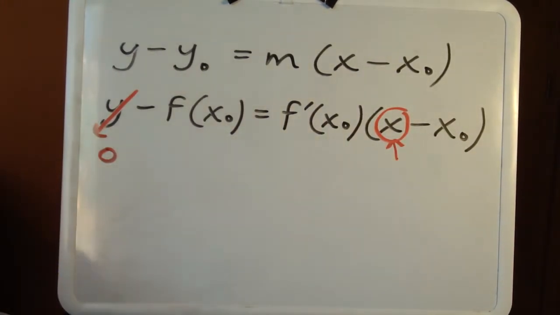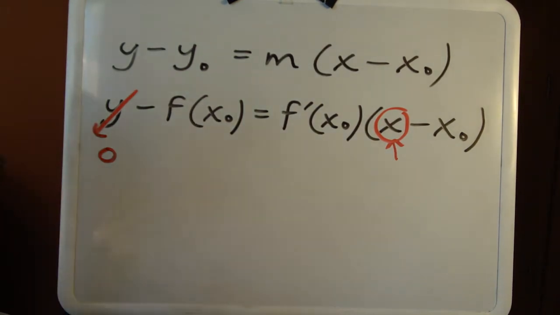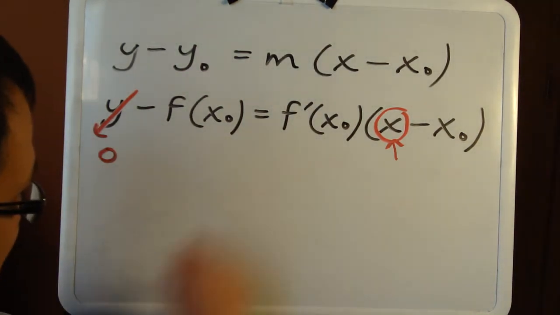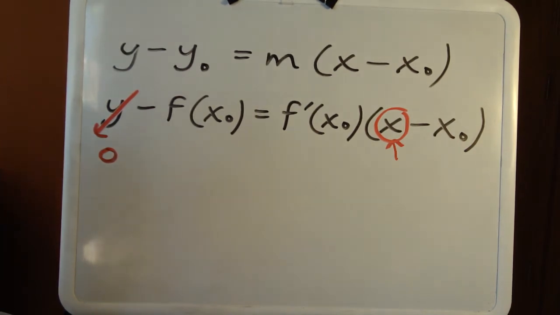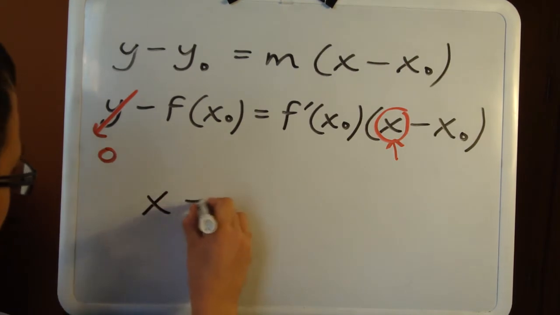Rather than going through all the steps, I'm just going to write down what you would get if you solved for x. It only involves a couple of algebraic steps. It takes on this form here.